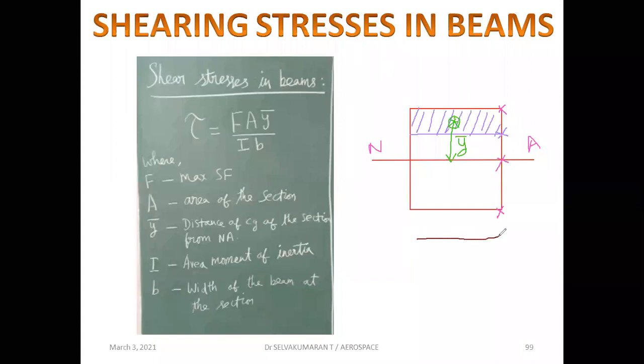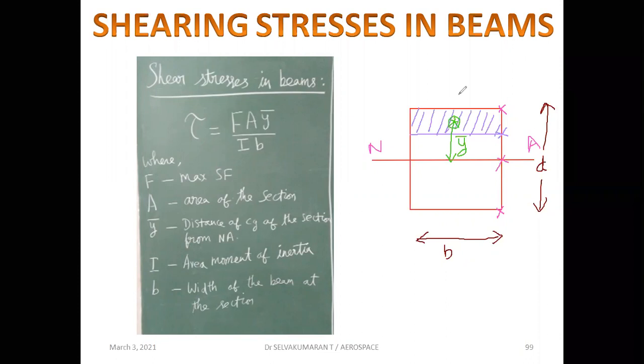We know that for a rectangle section having width B and depth D, for example, the area moment of inertia I is nothing but BD cube by 12. Very simple. And B is nothing but the width of the beam. So like this, I have shown for a simple rectangular section. We'll see for T section and I section how to take the B values.